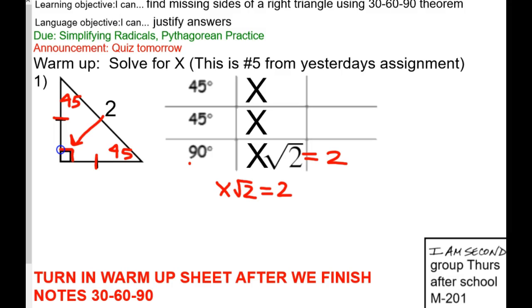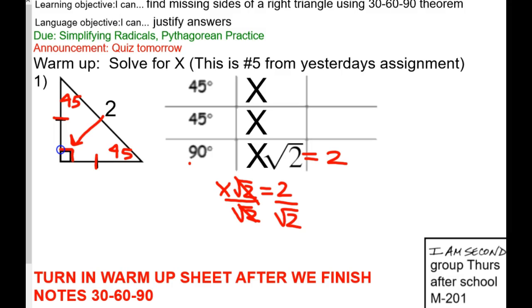Yesterday we learned how to do this. If I have x times the square root of 2, how do I get rid of that square root of 2? Anytime you're multiplying by a number, to get rid of it, you divide. So I'm going to divide by square root of 2 to get rid of it here. And I do it on this side. I'm going to do it on this side. Okay? So now I have x equals 2 over square root of 2.